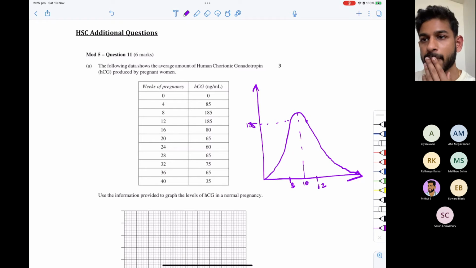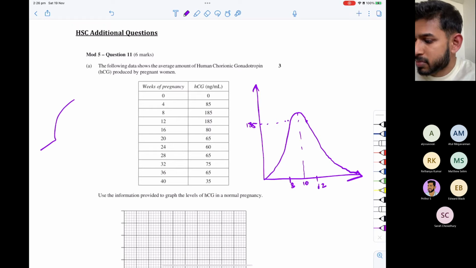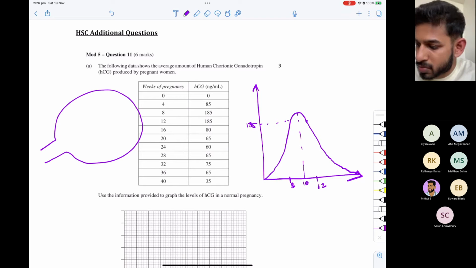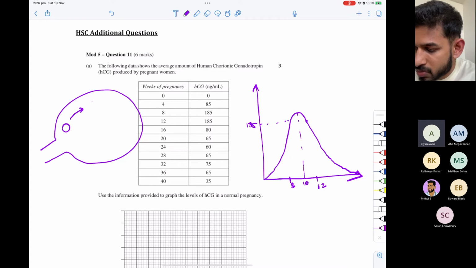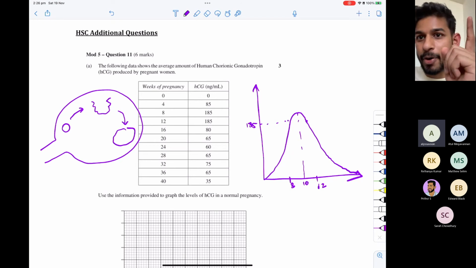Okay, now you understand the trend. I want you to think about why the graph looks like this. To help you understand this, Alyssa, can you remind the rest of the class what beta HCG is doing at the ovary? It helps regulate the ovarian hormones during pregnancy, like maintaining the corpus luteum and progesterone so that the endometrium isn't expelled.